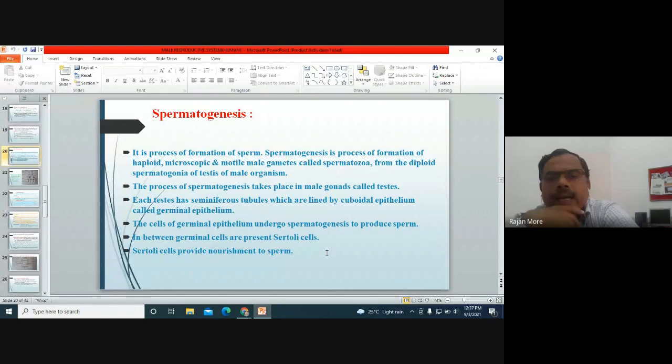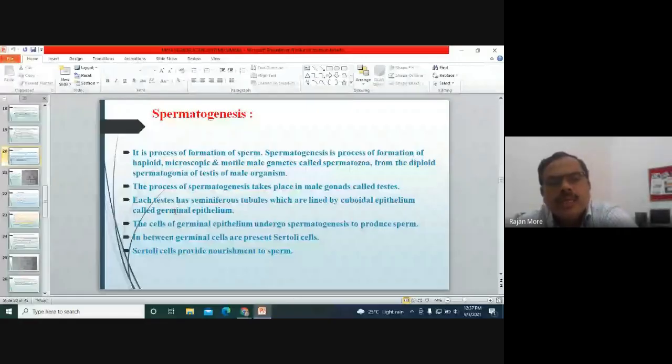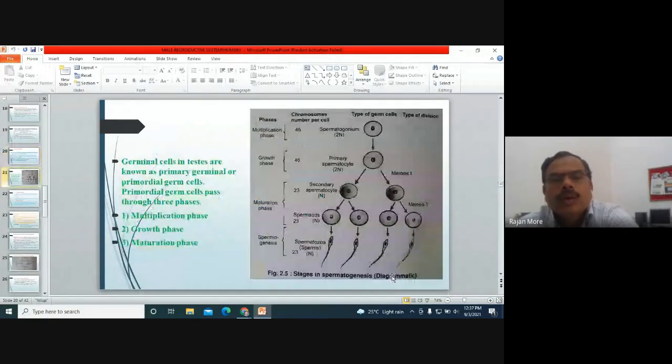This occurs in the testes, and each testis has the seminiferous tubules, which are lined by the cuboidal epithelium called the germinal epithelium. From the germinal epithelium, the process of sperm formation takes place, while the Sertoli cells give nourishment to the sperm. So this is the process of spermatogenesis. It is shown in these three stages.